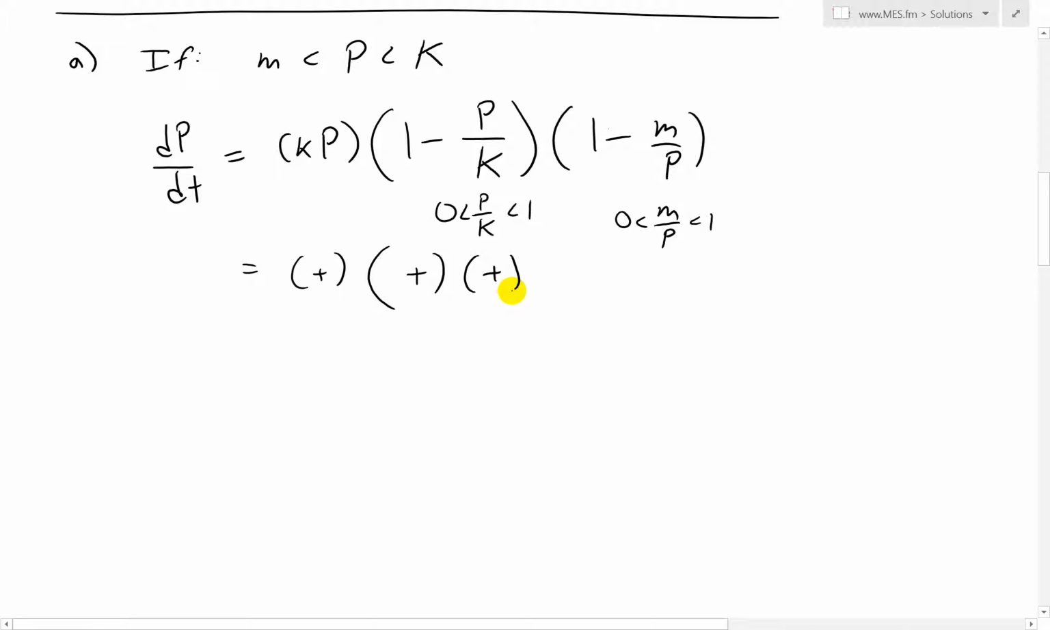So what this means is this whole thing is a positive, or greater than 0. So then the growth rate is a positive growth rate. In other words, p is increasing. So that's the proof for that.